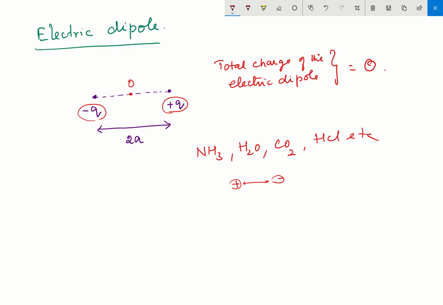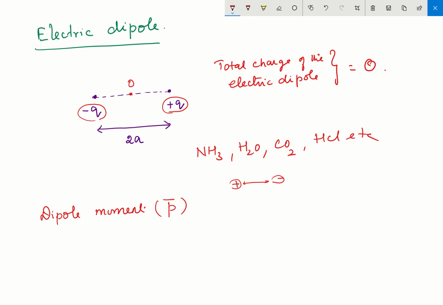Now, what is the strength of the electric dipole? How to find out the strength of the electric dipole? The strength of the electric dipole is expressed by a quantity called the dipole moment, represented by small p. Dipole moment is a measure of the strength of the electric dipole.